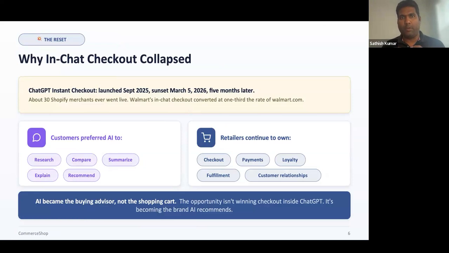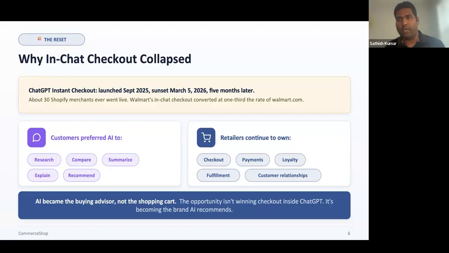Before we get into the agent e-commerce, I also want to give an idea of the in-chat checkout collapse. Most probably, everybody would know that ChatGPT launched an instant checkout feature in September 2025, where a user can research about a product and it will recommend by ChatGPT, and they can complete the checkout from ChatGPT itself. But after 5 months, it is not working out. Seems like the users are not doing the in-chat checkout.